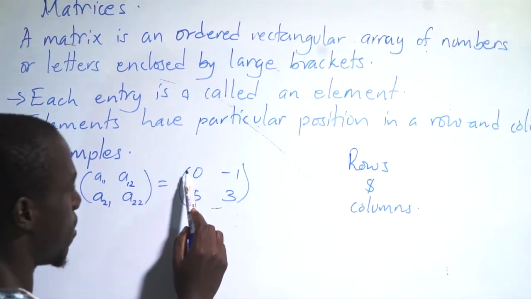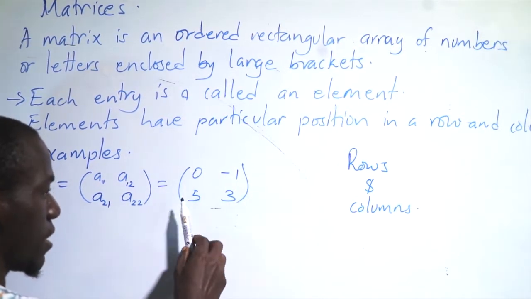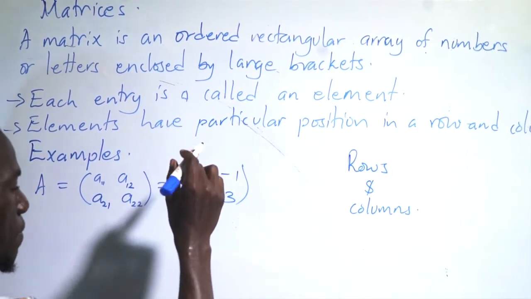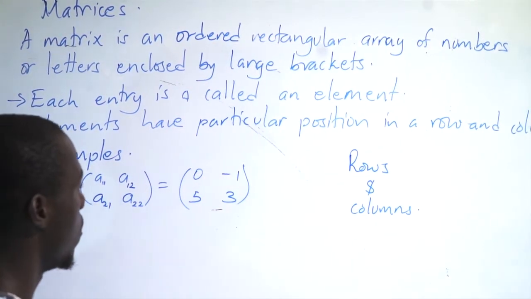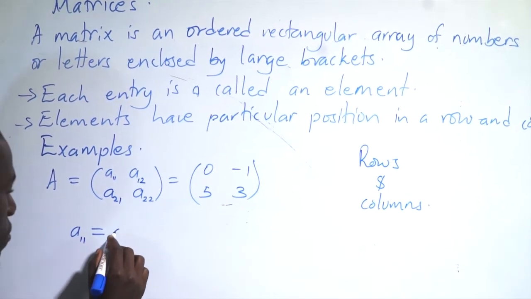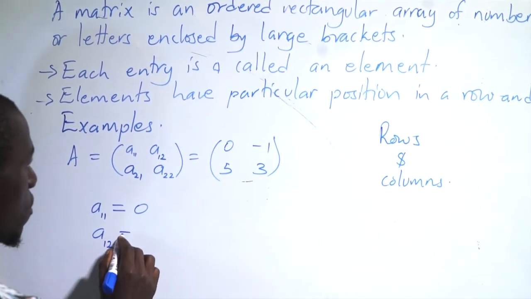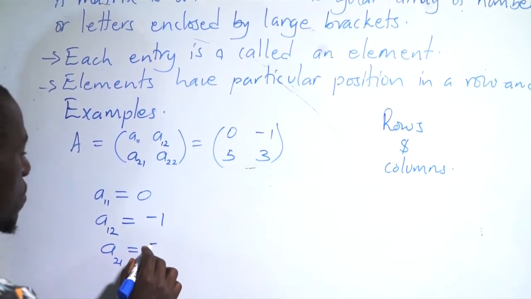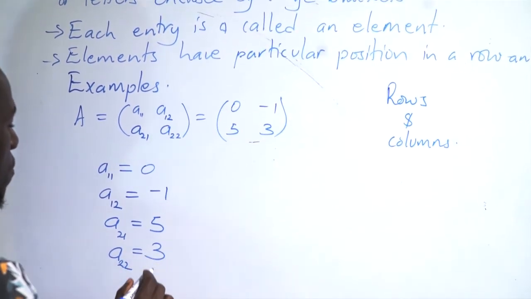So the rows, they run in that direction. That is, to me, I'm seeing horizontal. They are horizontal. Then the columns, they are vertical. So my element A11 corresponds to a 0. My element A12 corresponds to a -1. My element A21 corresponds to a 5. My element A22 corresponds to a 3.